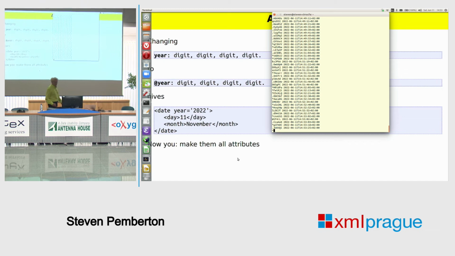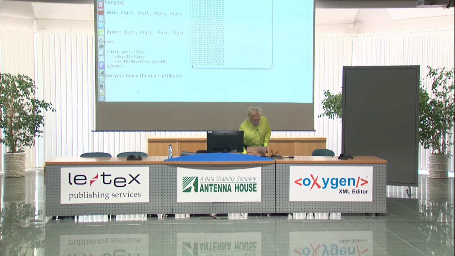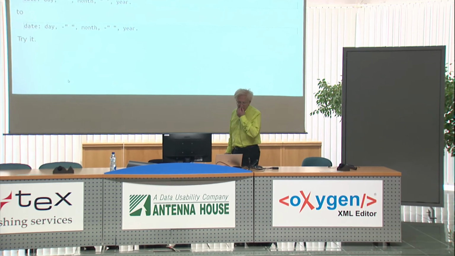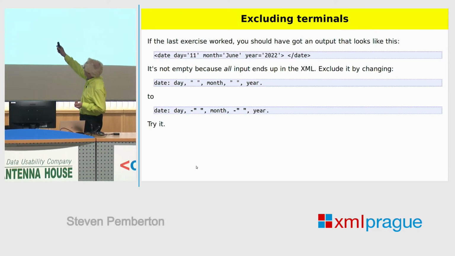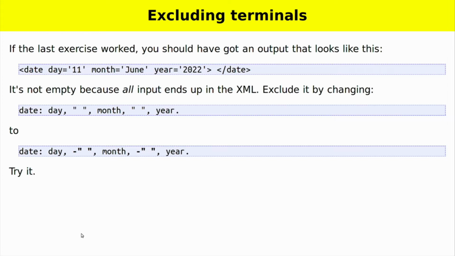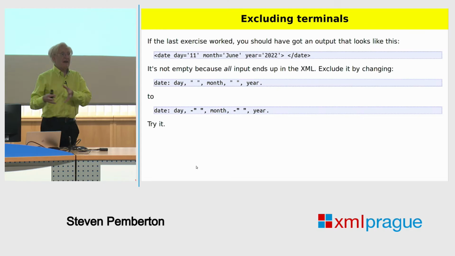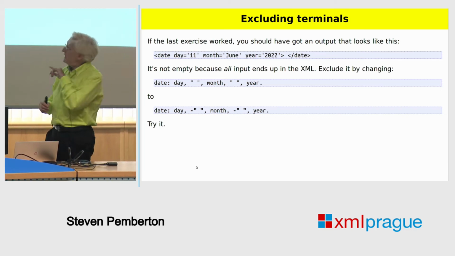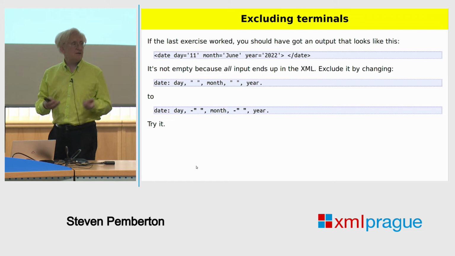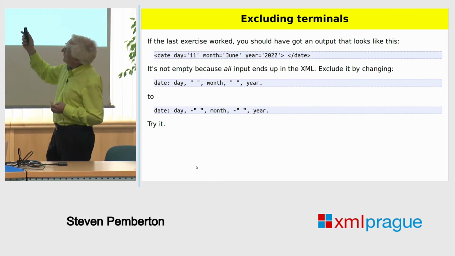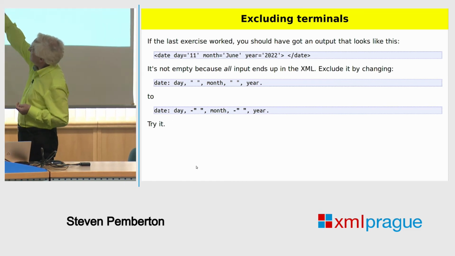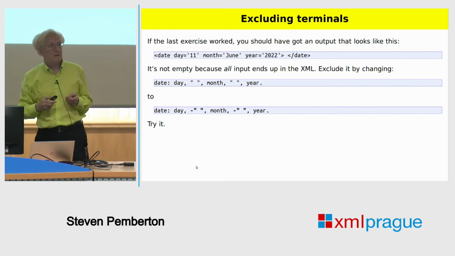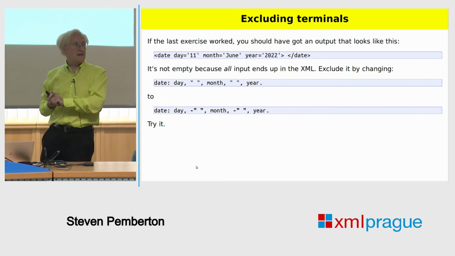If that last one worked, you should have got something that looks like this, where you've got the day, month, and the year as attributes, and you haven't got an empty element. And the reason that you haven't got an empty element is because all the input characters end up in the output unless you specify otherwise. So every single character that was in the input is also going to turn up in the output, plus the necessary elements. The spaces are there because we've got a space between the day and the month and the year, and they've also ended up in the output.